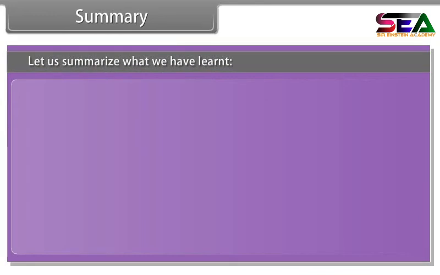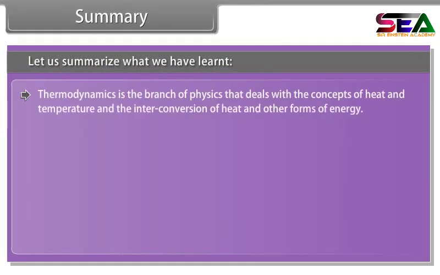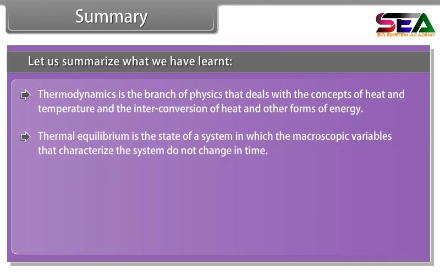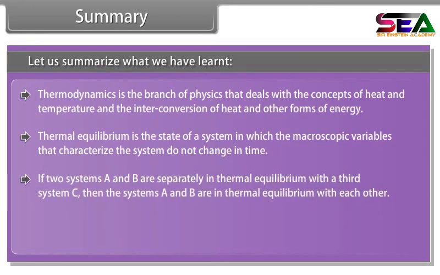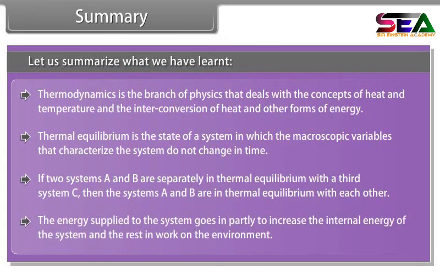Summary. Let us summarize what we have learned. Thermodynamics is the branch of physics that deals with the concepts of heat and temperature and the interconversion of heat and other forms of energy. Thermal equilibrium is the state of a system in which the macroscopic variables that characterize the system do not change in time. If two systems A and B are separately in thermal equilibrium with a third system C, then the systems A and B are in thermal equilibrium with each other. The energy supplied to the system goes in partly to increase the internal energy of the system and the rest in work on the environment.